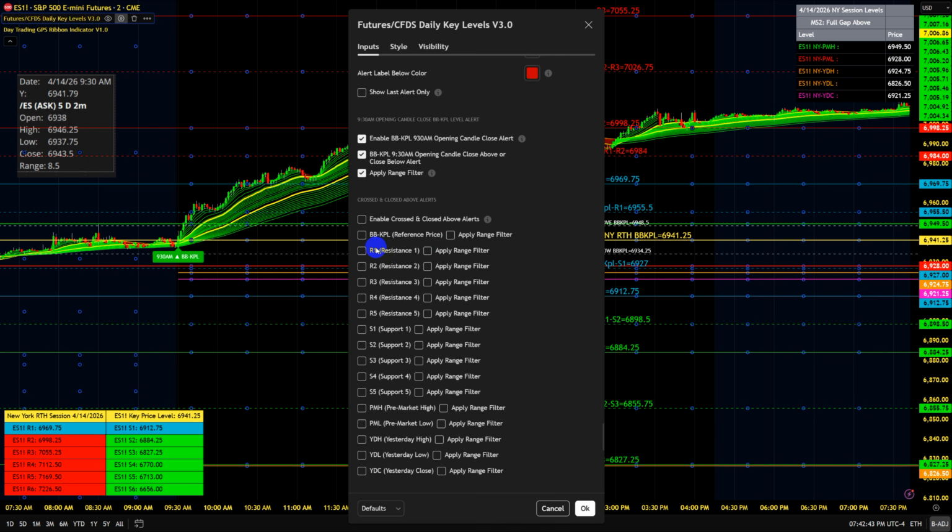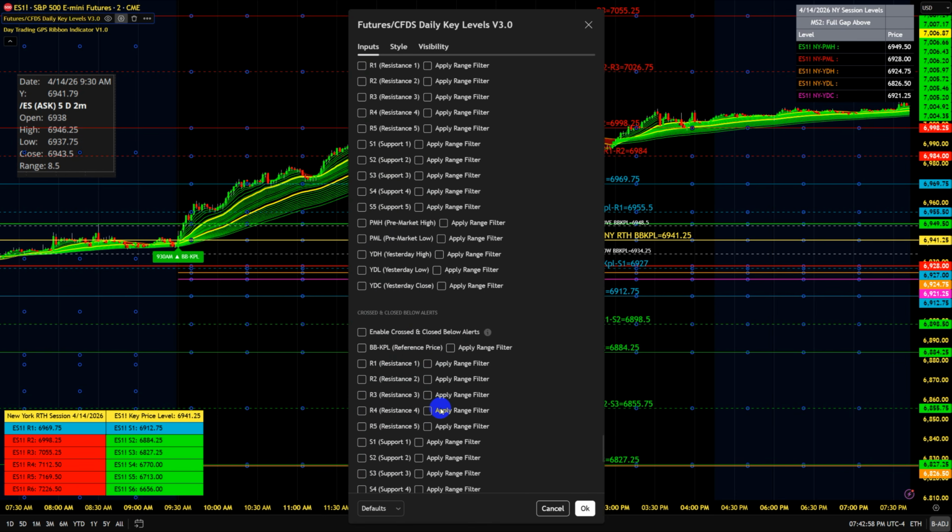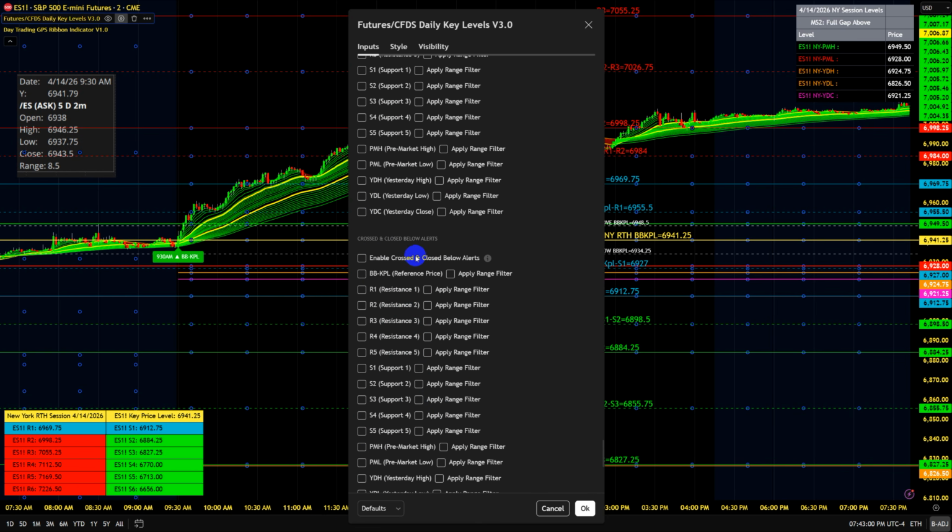opening candle. And then, of course, you have the R1 through R6, S1 through S6, and all the 5 contextual levels. Pre-market high, pre-market low, yesterday's high, yesterday's low, and yesterday's close of the RT8 session. And then these are, of course, for today's pre-market session. And then you have the same thing for crossed and closed below alerts.